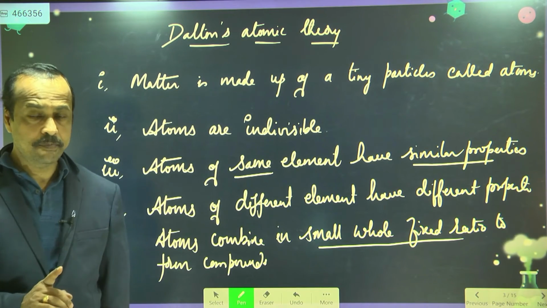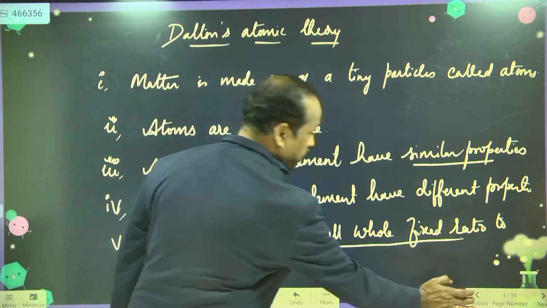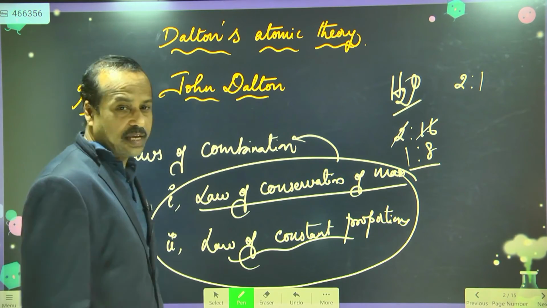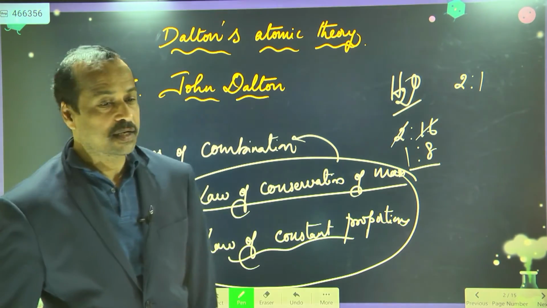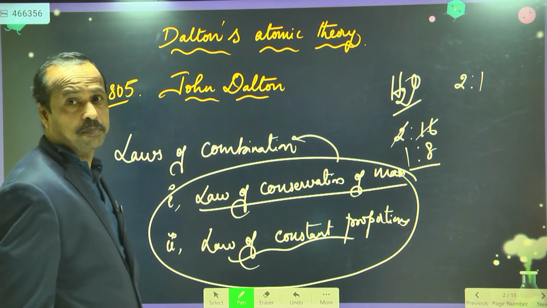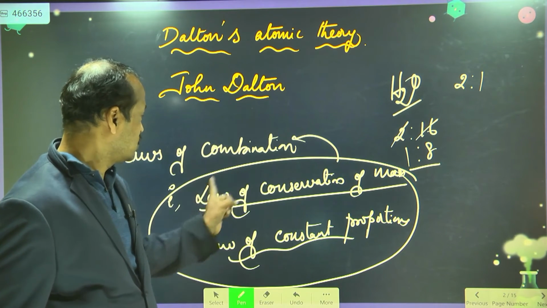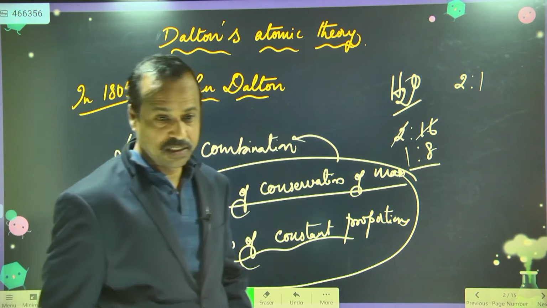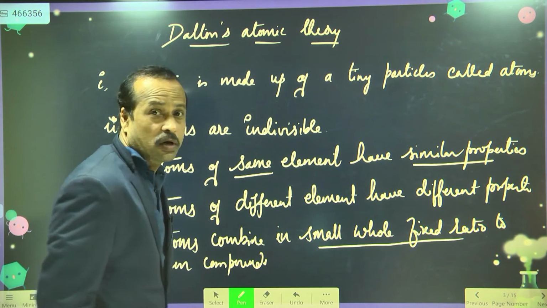So once again, John Dalton in the year 1805. Remember that. John Dalton actually was a school teacher, not a scientist, but still he proposed the atomic theory. Based on what concept did he propose his theory? Based on the old concepts, and he also took the law of conservation of mass and the law of constant proportions into consideration. He proposed his atomic theory, and the points are what?